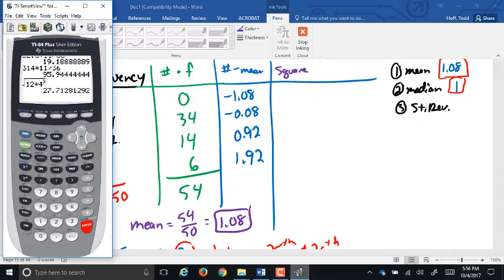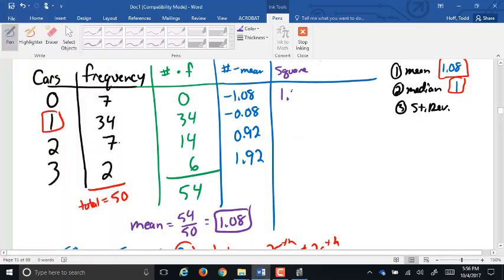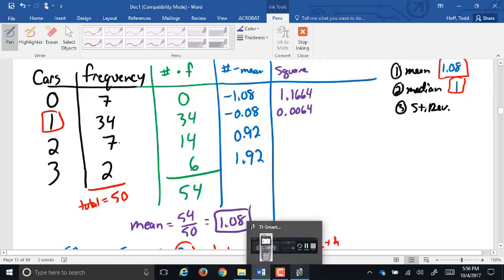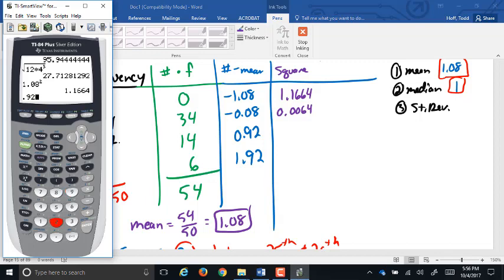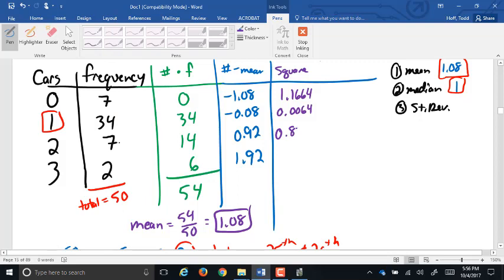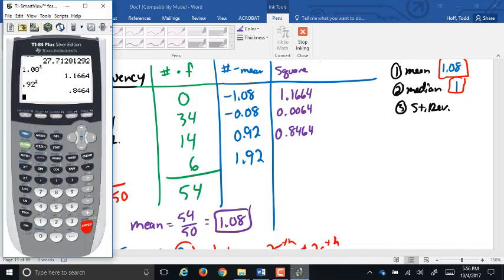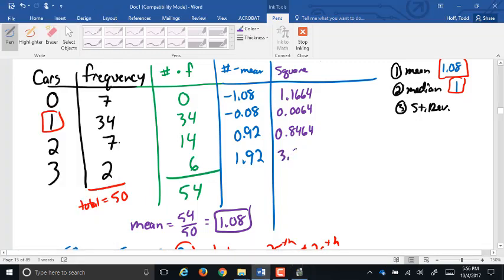Next, we're going to square those numbers. Negative 1.08 squared is 1.1664. 0.08 squared is 0.0064. 0.92 squared, 0.8464. 1.92 squared is 3.6864. Okay.